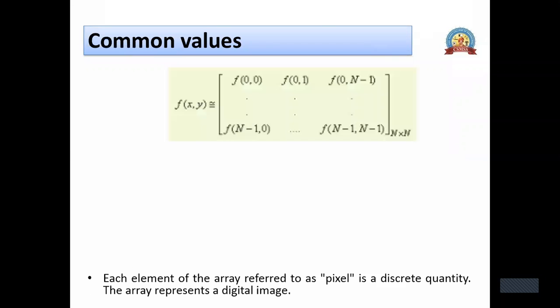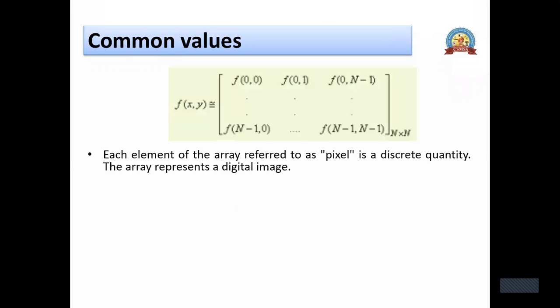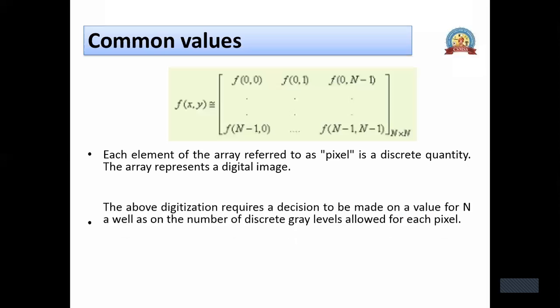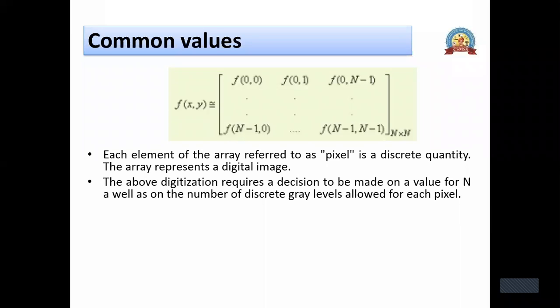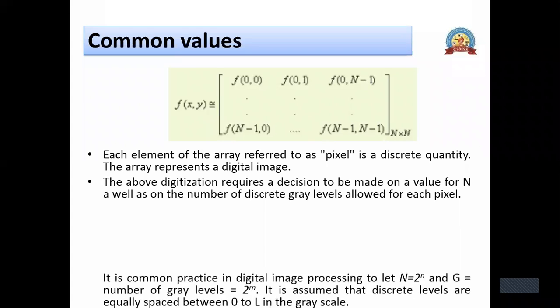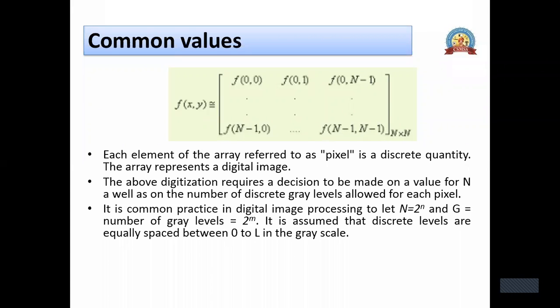Then, these are the common values. So we have pixels. Pixels are nothing but picture elements, and we have the number of rows and number of columns. Then we have the number of discrete gray levels. So most of the time, the number of rows and number of columns will be in terms of 2 power n, and most of the time the image will be a square image, not a rectangular image. Square image means we will have the number of rows and number of columns the same.